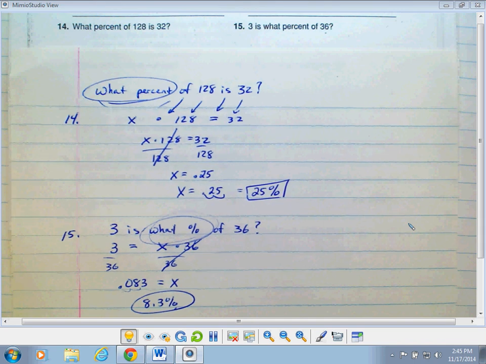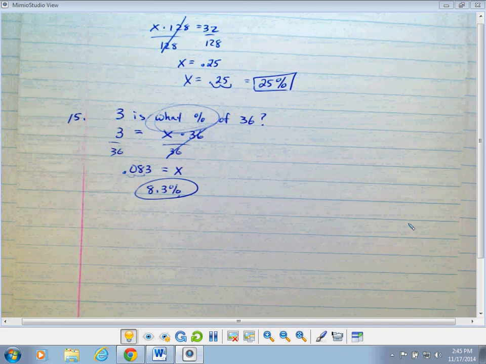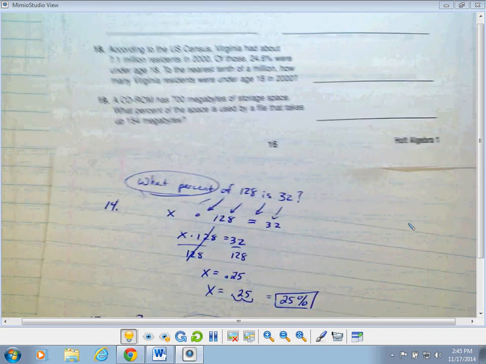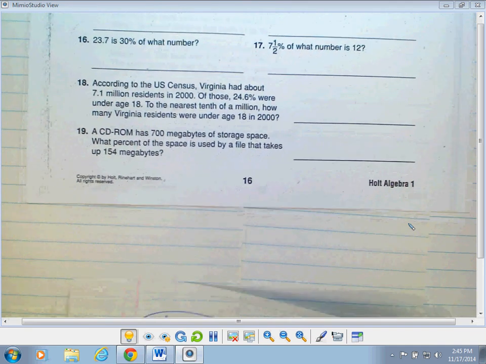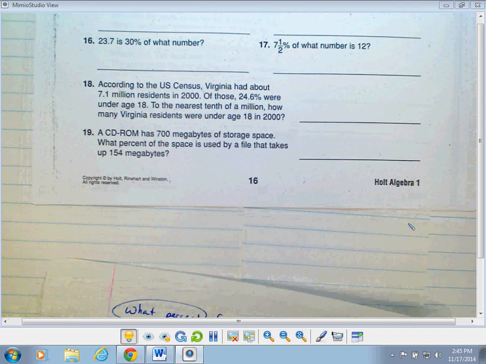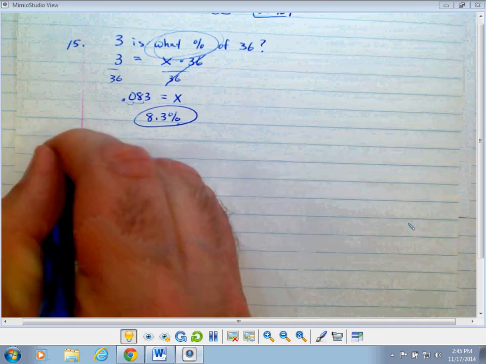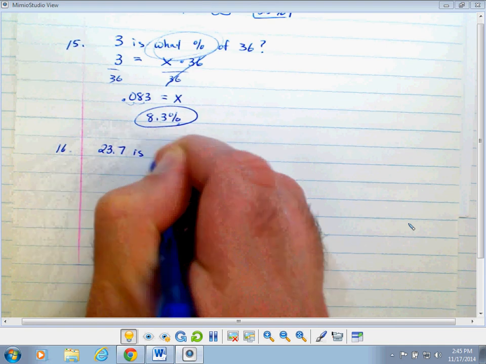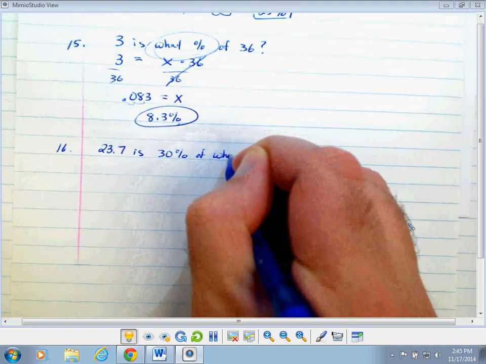So I'm going to do number 16 now with the same pattern. Number 16 reads 23% is, or excuse me, 23.7 is 30% of what number? So number 16, 23.7 is 30% of what number?